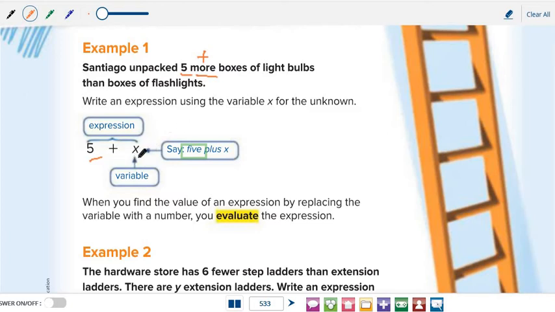We can use y, c, b, or any letter. But according to the example, it asks to write an expression using the variable x for the unknown. So this is the expression 5 plus x. Since we don't know what's the value of x, we cannot evaluate the expression. That means we cannot replace x with its value to find the value of the expression.